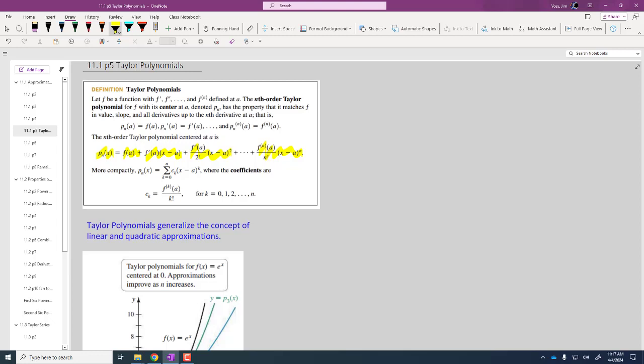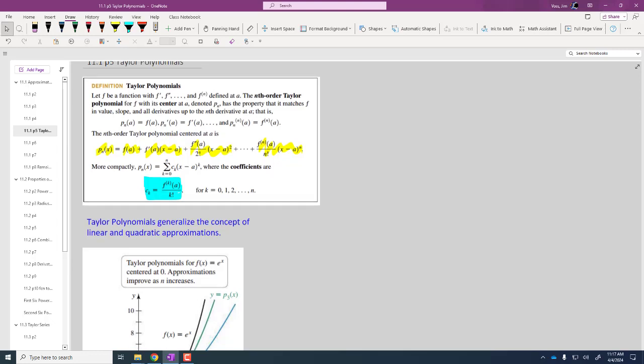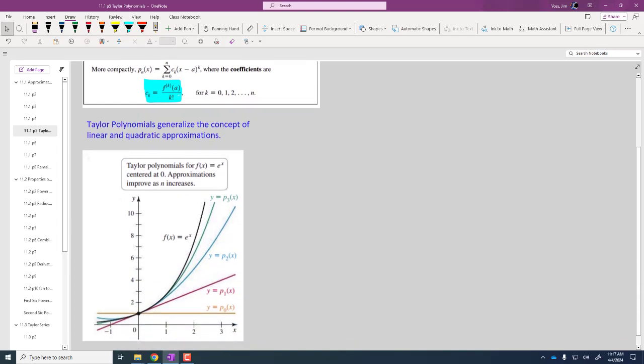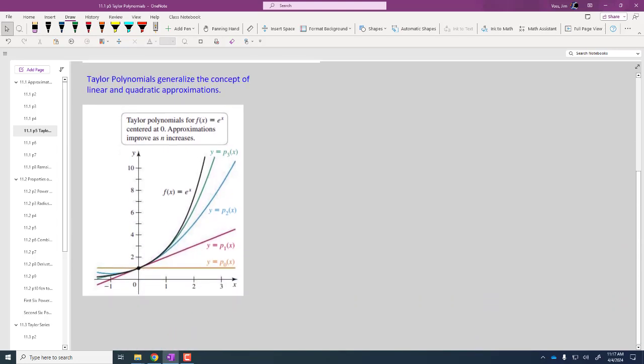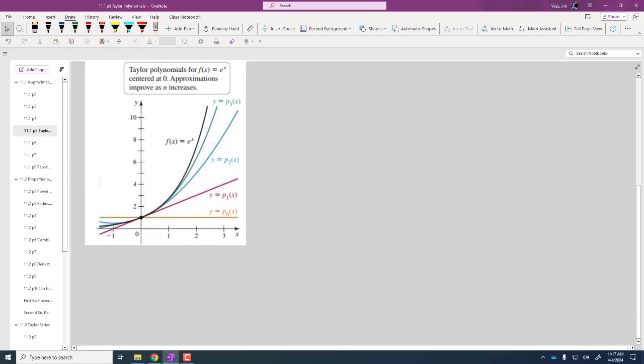And big key right here is that the coefficients are just these derivatives evaluated at the center divided by the power factorial. So Taylor polynomials generalize the concept of linear and quadratic approximations.